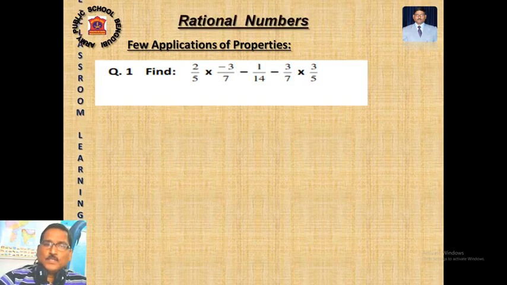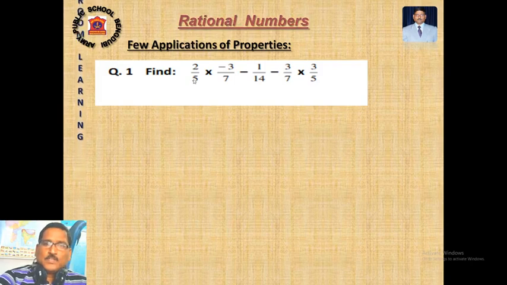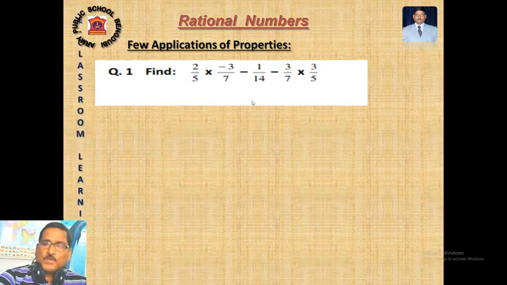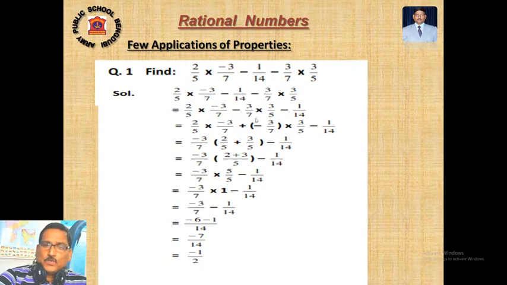So here you see the set of rational numbers: 2 by 5 multiplied by 3 by 7, minus 1 by 14, minus 3 by 7 multiplied by 3 by 5. What sequence have you observed? What is the common number here? So 3 by 7 is a common number. So I can write down what? This 1 by 14 is not required, not linked with anyone, so I have written it at the end.